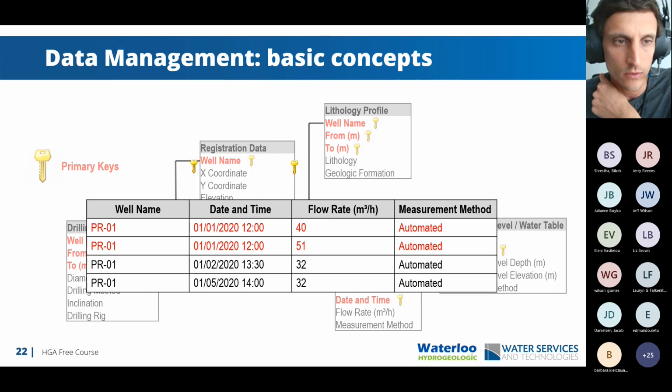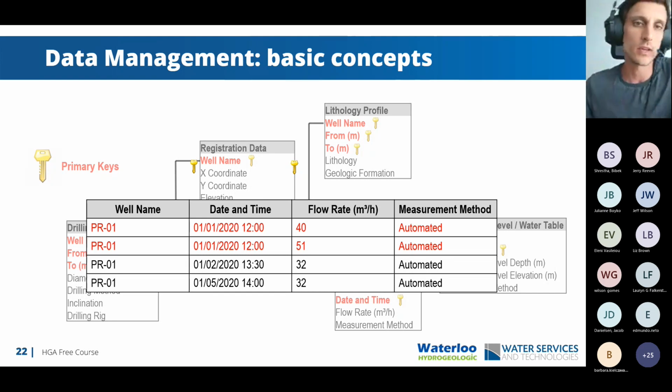Now, these two last lines are okay because you have one measurement for the 2nd of January and another line for the 5th of January. They have the same flow rate, but that's fine because they are two different measurements for two different dates. So it's okay to have the same flow rate for different dates and times. These two lines would be okay, but these first two lines are not okay because you cannot have two different measurements for the same date and time at the same point.